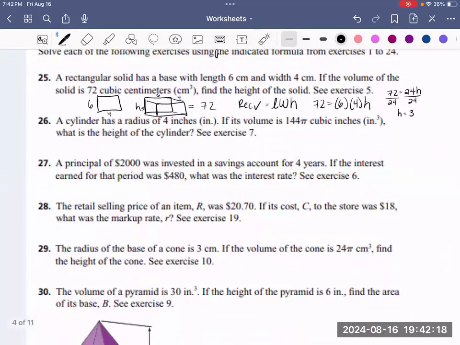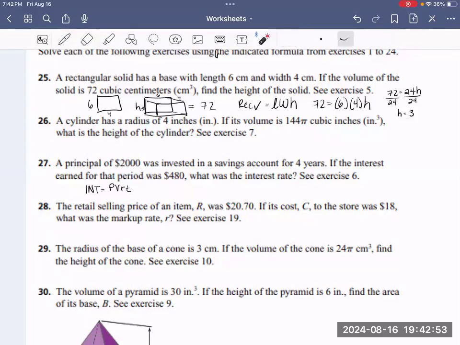Number 27 says a principal of $2,000 was invested in a savings account for 4 years. If the interest earned for that period was 480, what is the interest rate? So in this one, you're going to need a little bit of background with finance. So we would know that your interest earned is equal to your present value, which is called your principal, is what you have right now. It's your original starting value. So your present value times your rate and times your time.